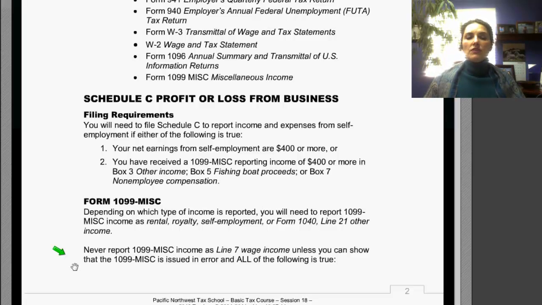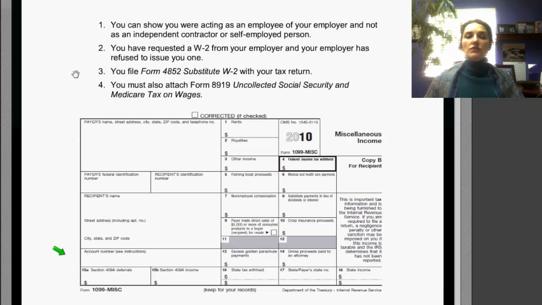Unless you can show that that 1099 Miscellaneous was in fact issued in error and a W-2 should have been issued instead, and all of the following is true. Number 1, you can show that you were acting as an employee of your employer and not as an independent contractor or self-employed person. You have requested a W-2 from your employer and your employer has refused to issue you one. You file Form 4852 Substitute W-2 with your tax return. You must also attach Form 8919, Uncollected Social Security and Medicare Tax on Wages.